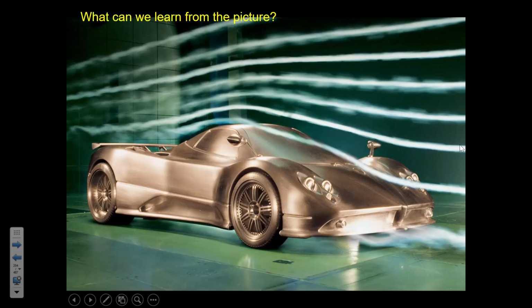When two streamlines get closer together, that's an indication that acceleration has occurred. So we're going to talk about that in detail today. Any questions about this picture and some of the information we can glean from that?